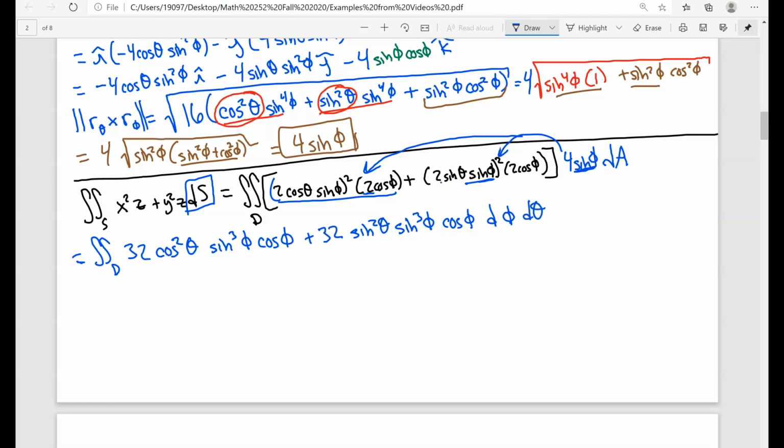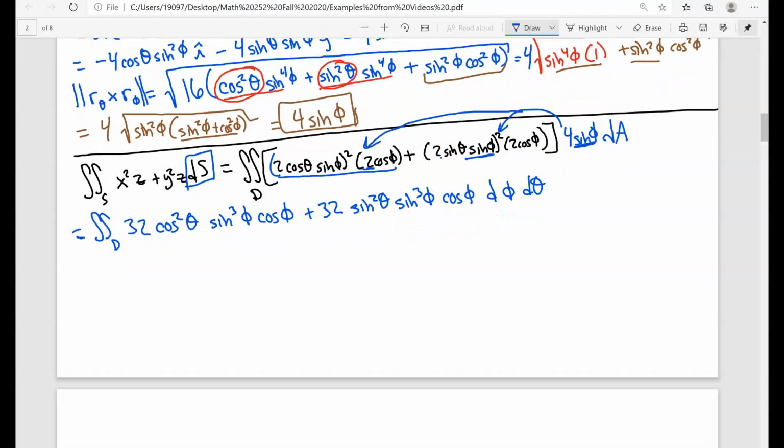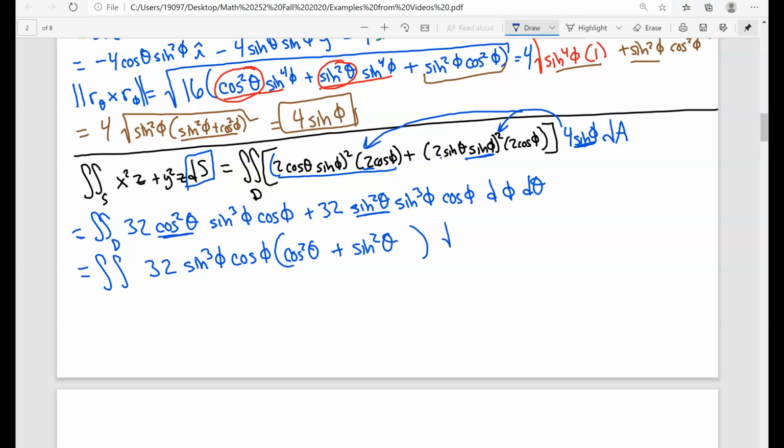Now, what would be my limits of integration in this case? Oh, let's figure that out in a second. Let's factor out a couple things. So I can take out a 32, I can take out a sine cubed phi, I can take out, what else? A cosine phi. And notice that all I'm left with is just this cosine squared theta and this sine squared theta, and then d phi d theta. So that goes away, that's just the 1. So it's over the region D, and all we're left with is this 32 sine cubed phi cosine phi.